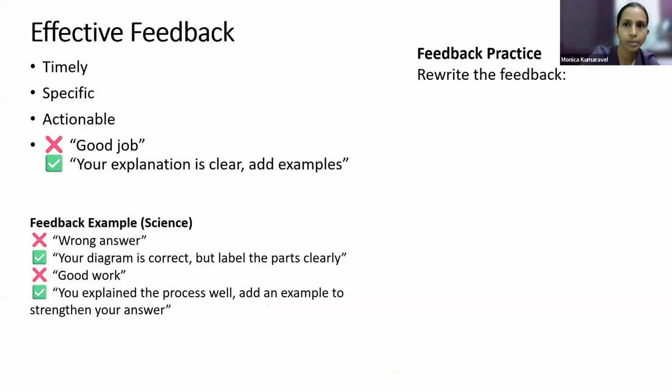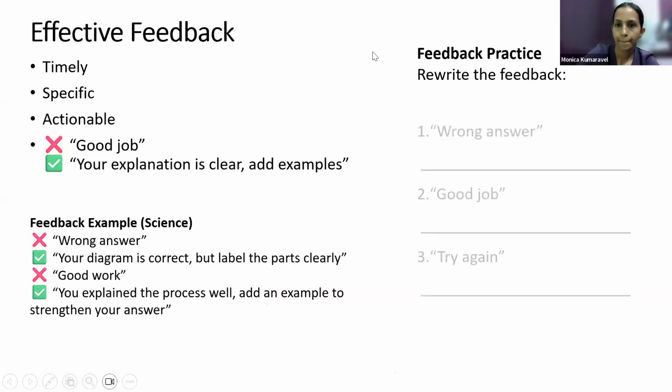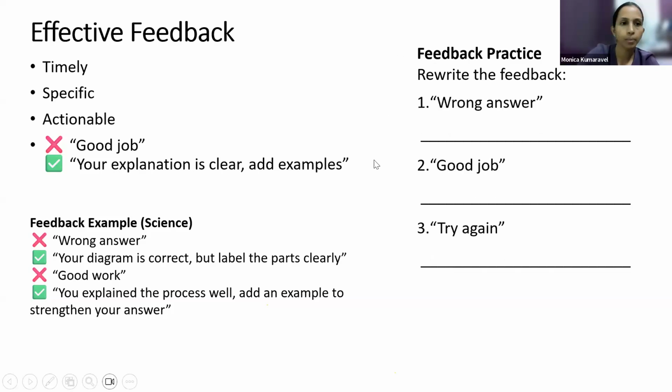Now here I will give you some feedback practice. Wrong answer is already given: your diagram is correct, but label the parts clearly. Good job is already given: your explanation is clear, add examples, then try again. You can also give some more feedback for wrong answer, good job, and try again, using the examples which are given.